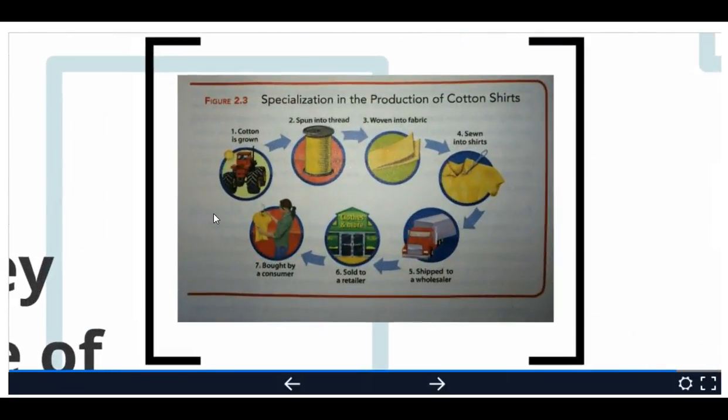Okay, actually here, if you could check the label in your shirt, tell me where it is made. I'm trying to grab mine right now. I can't see that far.